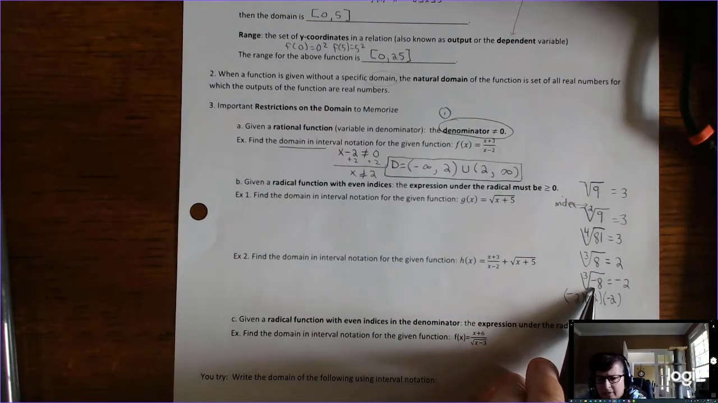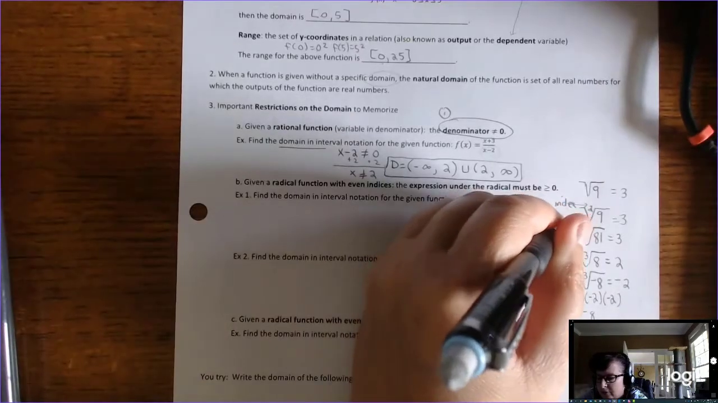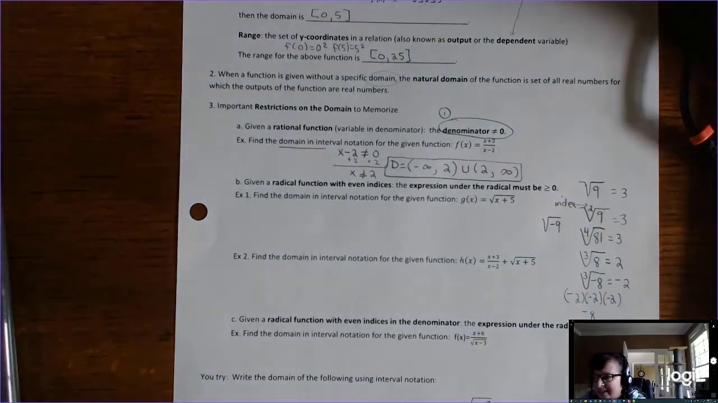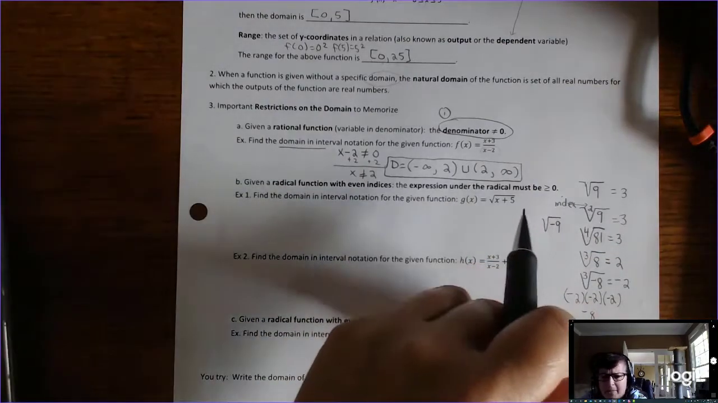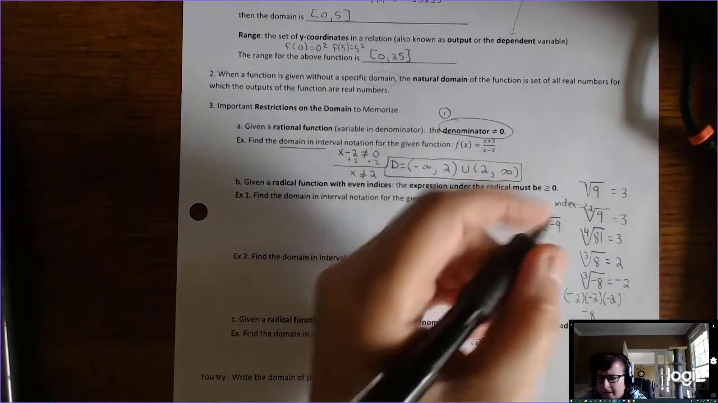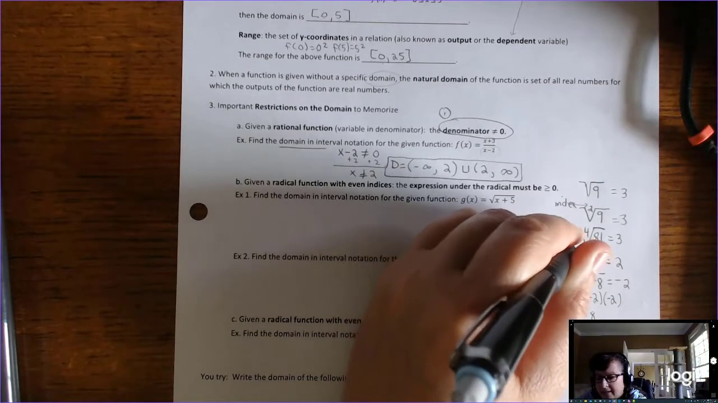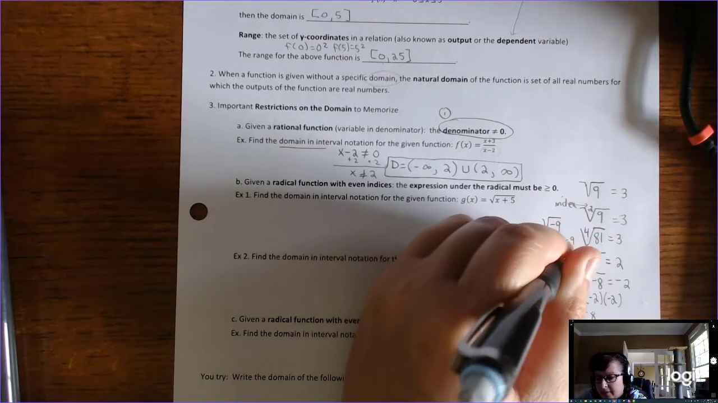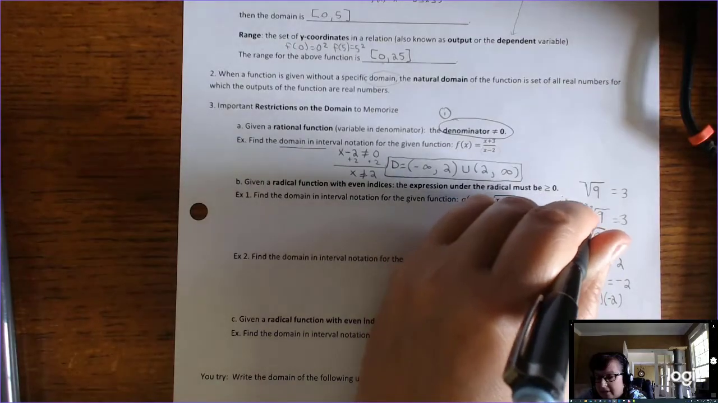a radical. But if you have an even index, like the square root of negative 9, there is no number times itself that's going to give you negative 9. There is no real number. Now some of you may have heard about imaginary numbers. We're just talking about real numbers when we're talking about the domain. So there is no number. 3 times 3 is 9. That's not negative 9. Negative 3 times negative 3 is 9. That's not negative 9. So this doesn't exist.